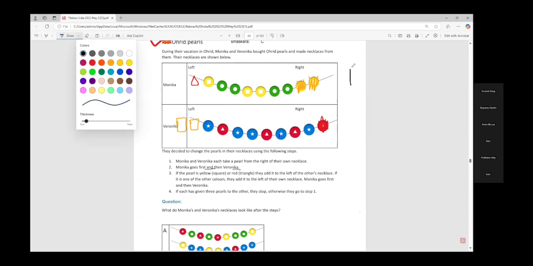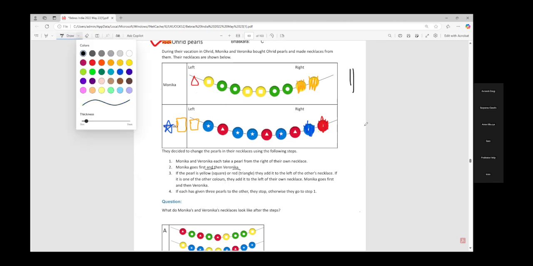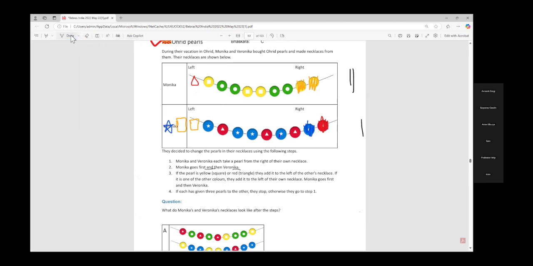And that means Monica is given two things. Next, it's Veronica's turn. A blue star. Now we know that anything except a red triangle and a yellow circle goes to yourself. So a blue star will go back to herself. And Veronica is given this red triangle.